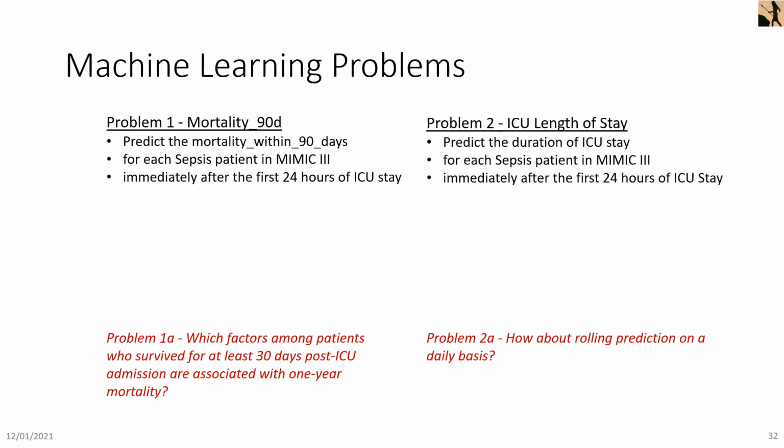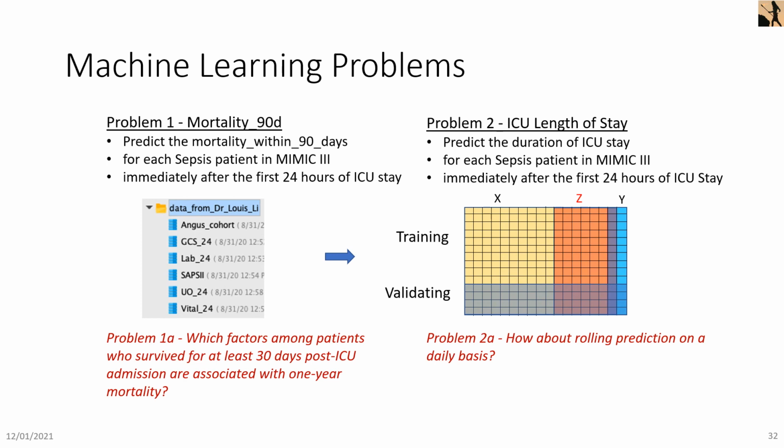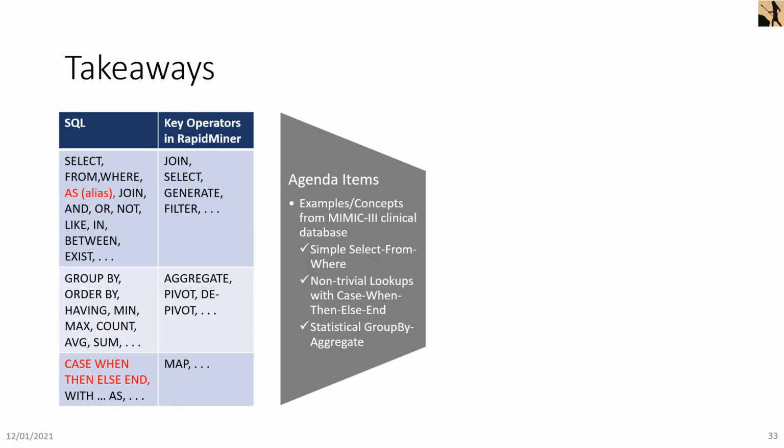So for machine learning problems, we may have something like this, but along the way, we are careful to make sure that we prepare the data correctly. We don't use those information-leaking types of records. So anyway, be careful about this. So the takeaway is this, right? SQL statements and operators in RapidMiner are equivalent in some way, or at least collectively equivalent, meaning you can do things on both platforms, right? And the agenda item is we just illustrate all these 3 examples.